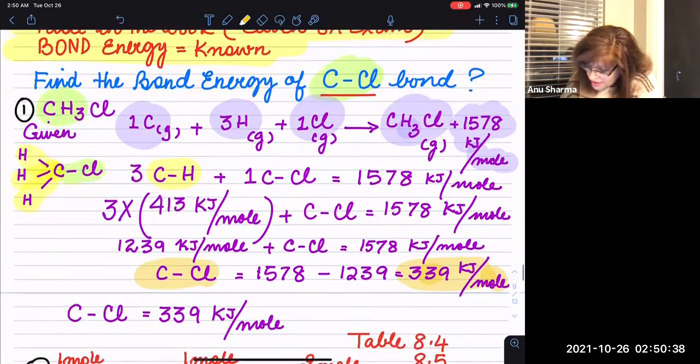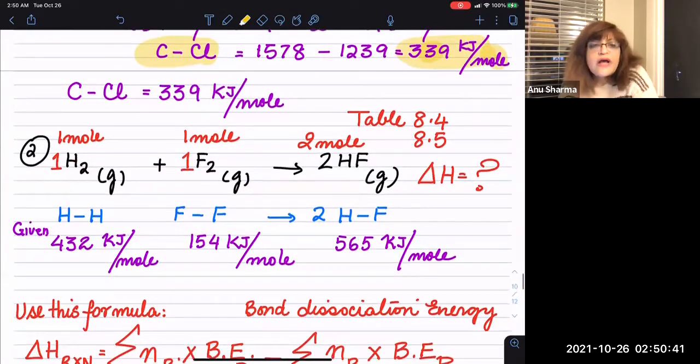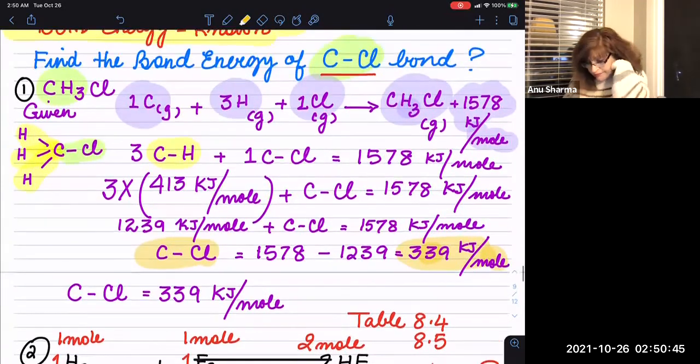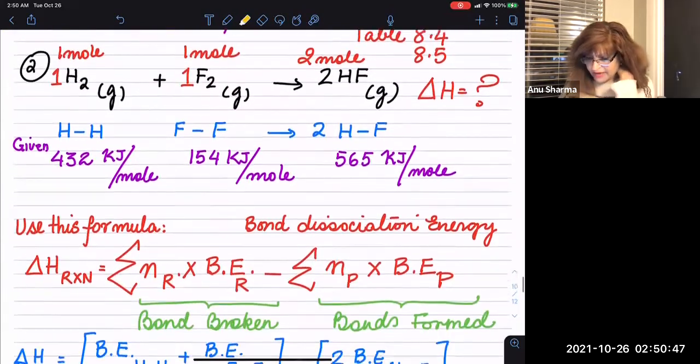So this is how you calculate it. When we look at it, it is positive. Positive means that this will be endothermic. All right, next let's look at another example.